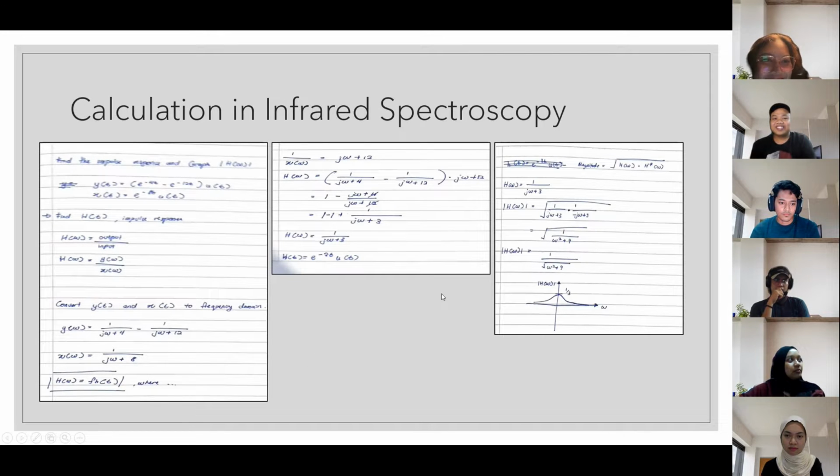Next slide, please. All right. I'll also be talking about the calculation in infrared spectroscopy. This is an example of how to find the impulse response in the spectrum, and also to make a graph of the function. The question above is: h(t) equals e^(-4t) minus e^(-12t) u(t), and x(t) equals e^(-8t) u(t).